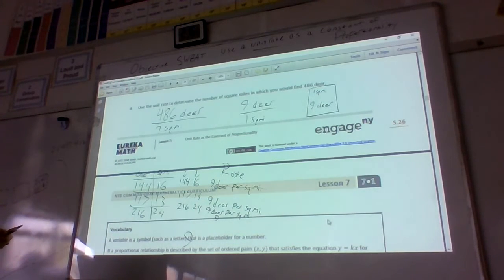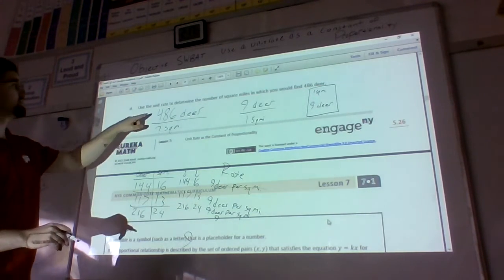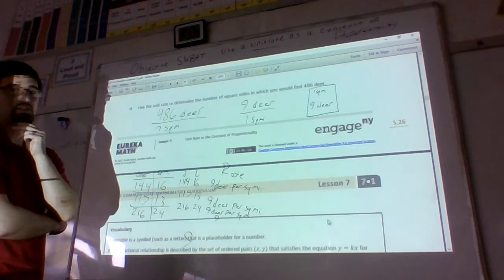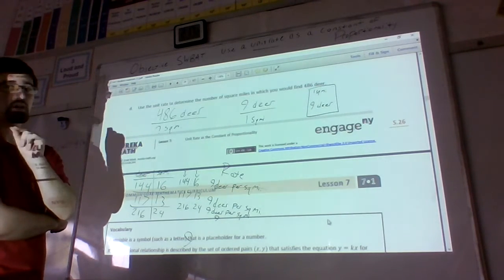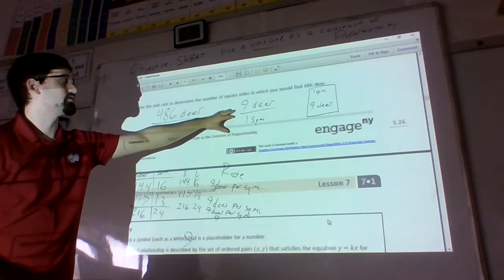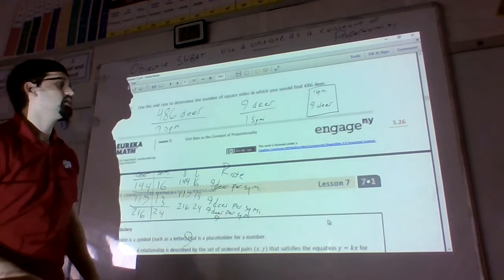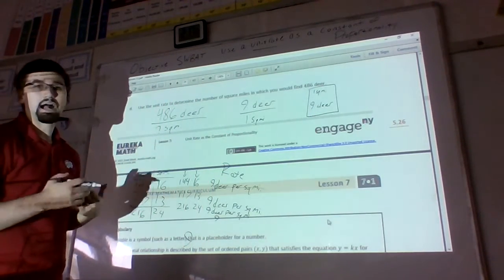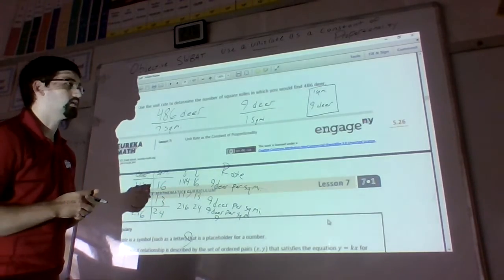So let's see. If I have all these deer, and I would split them into groups of 9, because there are 9 deer in 1 square mile, that should actually give me the number of square miles. If I divide 486 into equal groups of 9, that should give me the number of square miles. Because, remember, we only can have 9 deer in a square mile. So how many groups of 9 deer are in 486? I don't know.